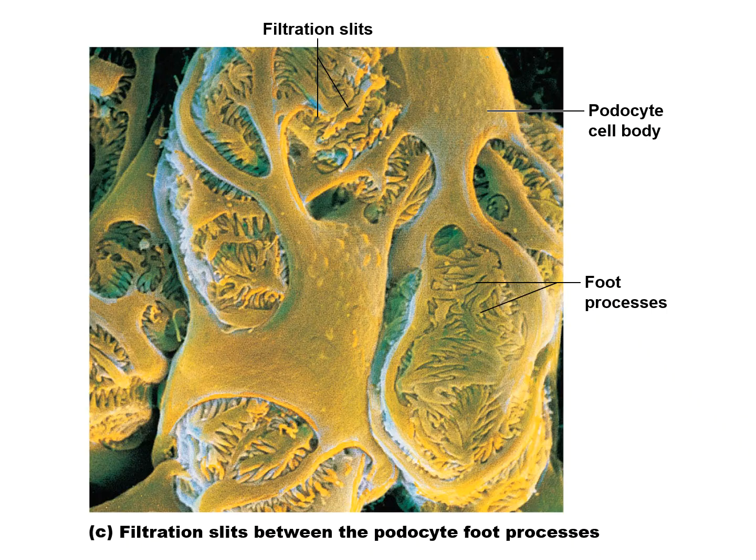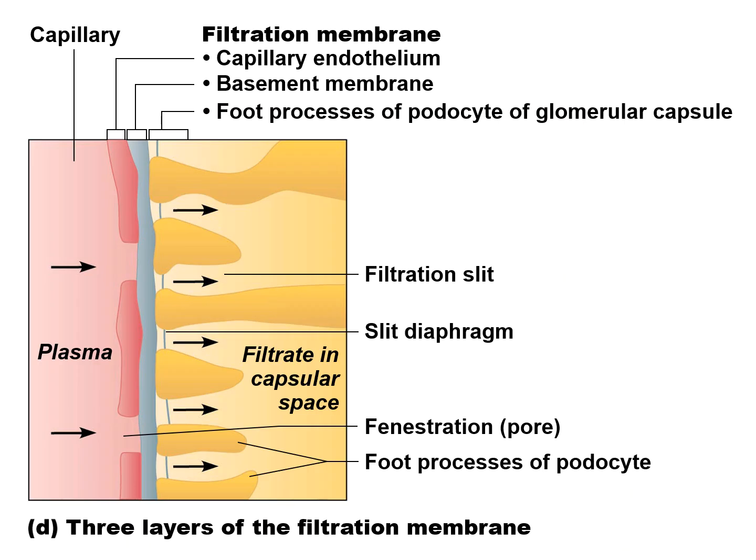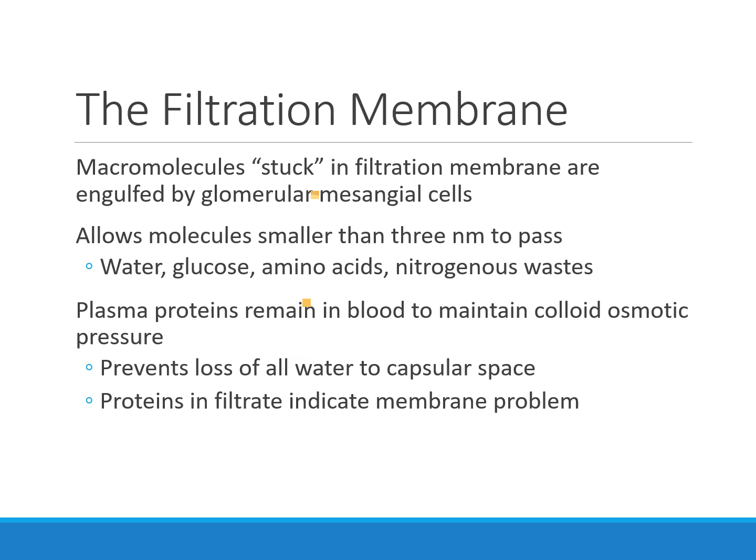There it is in electron micrograph. And just a picture here showing you what's happening. So we've got the plasma, which would be in the capillary side, trying to push things through. So you see the simple squamous cells of the capillary, and the basement membrane is fused with the basement membrane of the foot processes of the podocytes, which are the visceral portion of that membrane. And so we create a very effective filter that only allows certain things to move through.